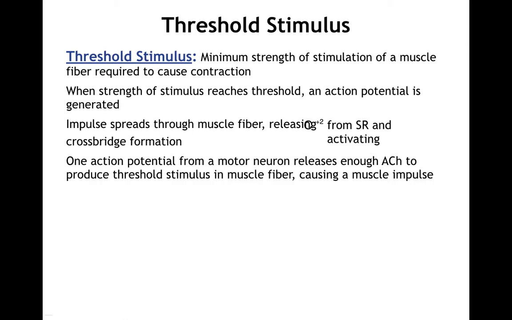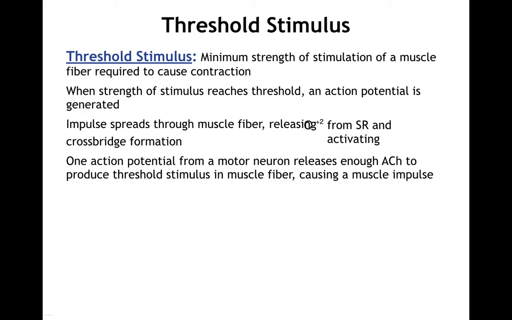The threshold stimulus is the minimum strength of stimulation a muscle fiber requires to contract. When the strength of the stimulus is reached, the action potential is generated. Impulse spreads through the muscle fiber, releasing calcium from the sarcoplasmic reticulum, activating cross-bridge formation.